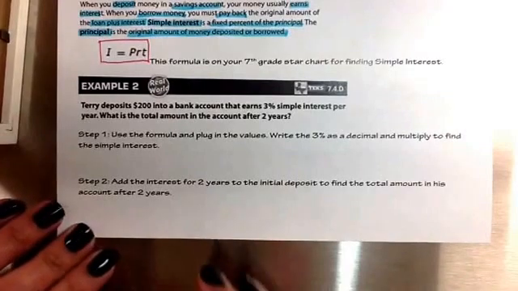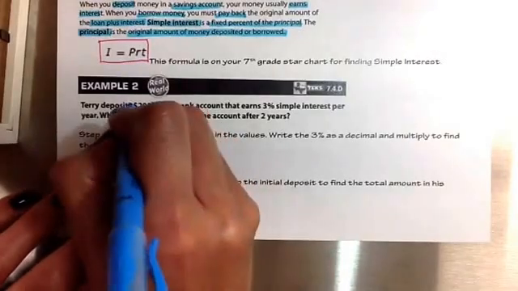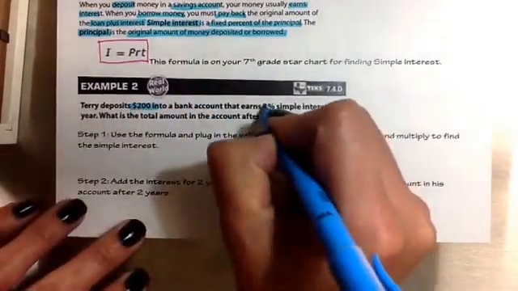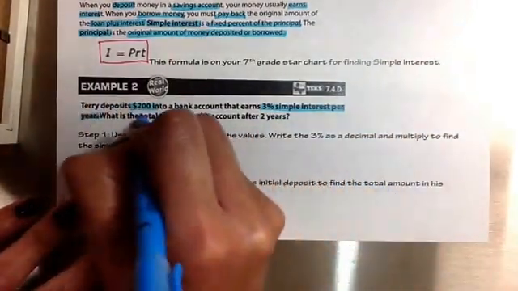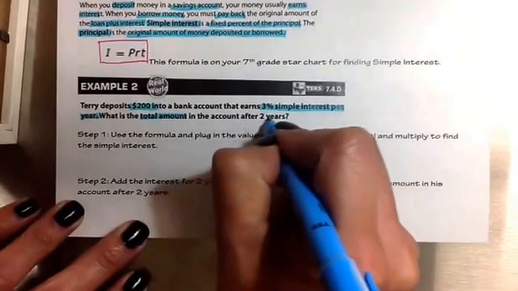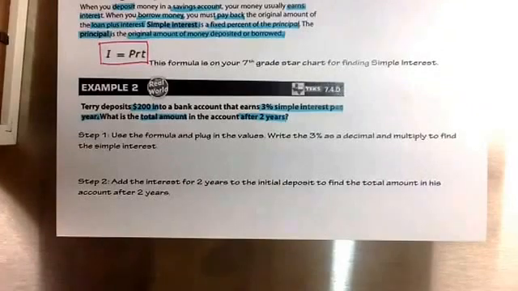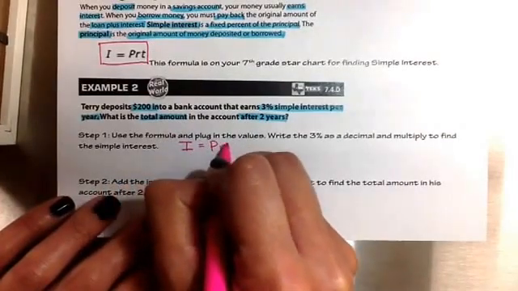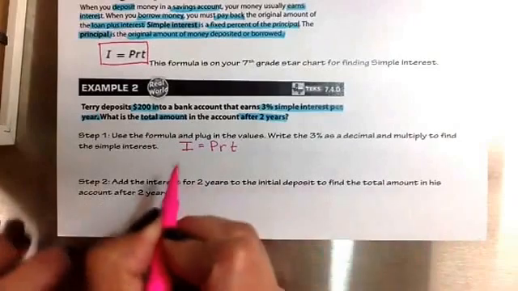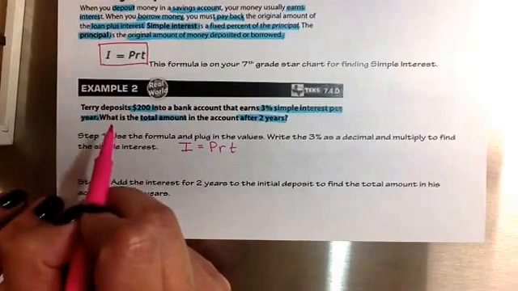In example 2, Terry deposits $200 into a bank account that earns 3% simple interest per year. What is the total amount in the account after 2 years? So you're going to follow the steps. Step 1 says use the formula and plug in the values. So we're always going to start with our formula, I equals PRT. Well, before we start plugging in our values, I need you to know what each of these variables represents.